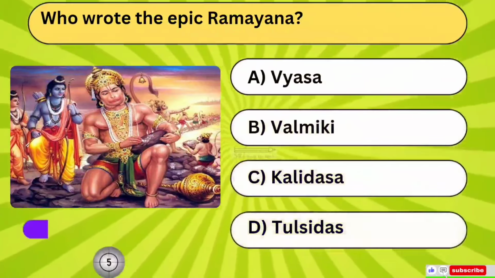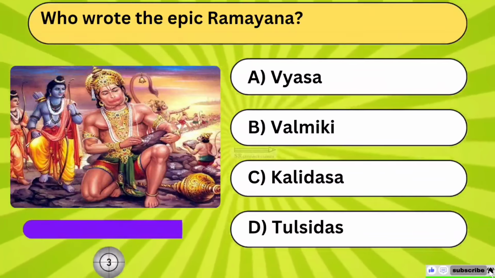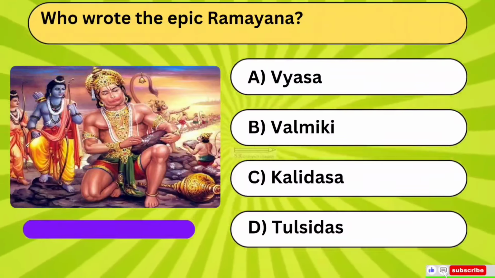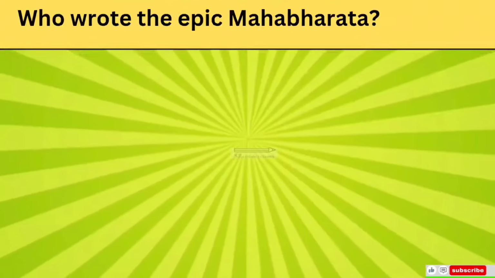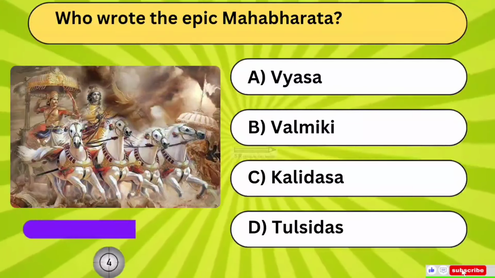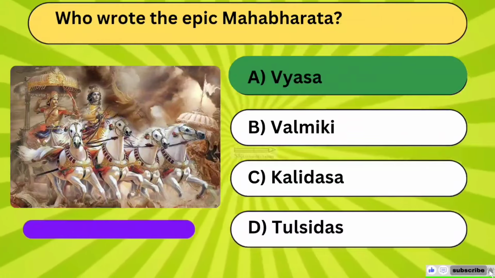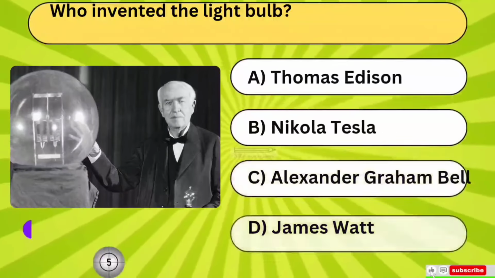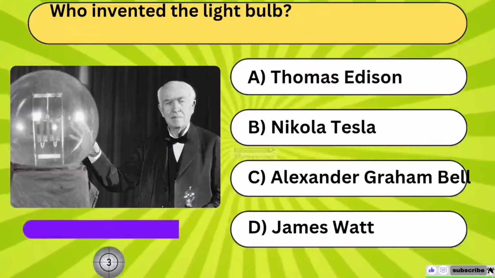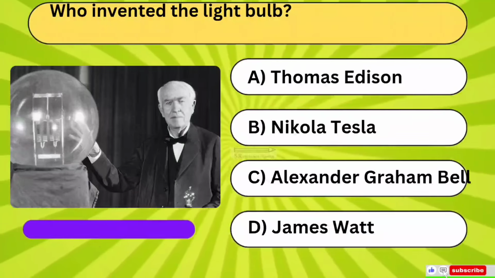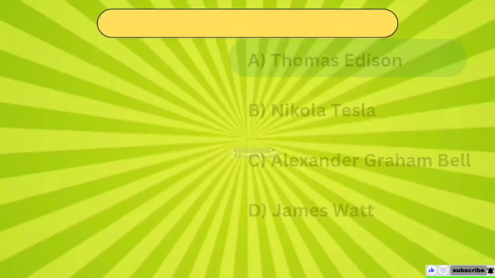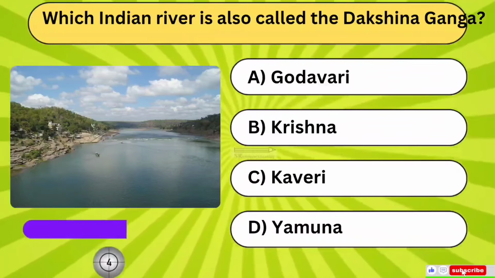Who wrote the epic Ramayana? Who wrote the epic Mahabharata? Who invented the light bulb? Which Indian river is also called Dakshin Ganga?